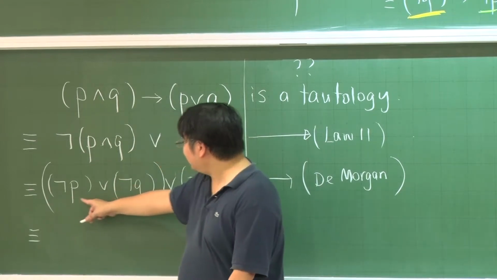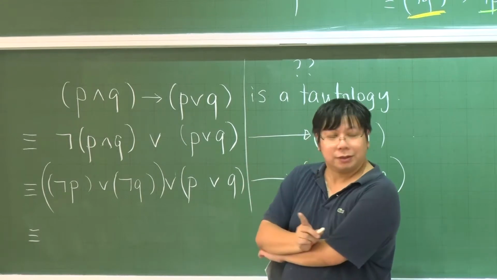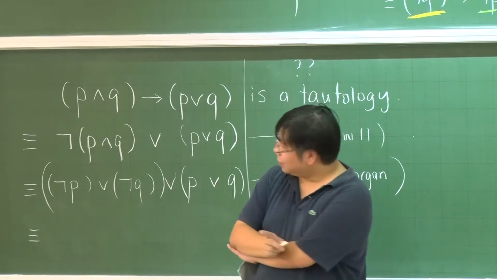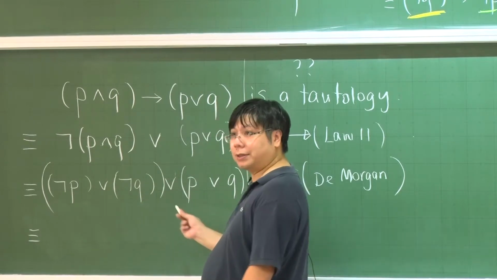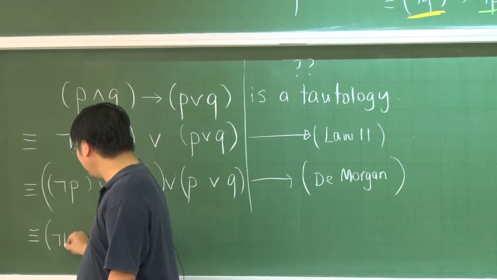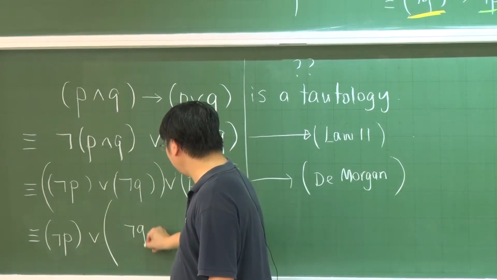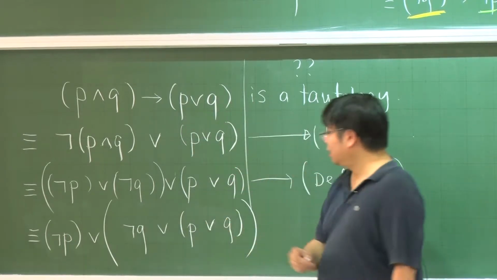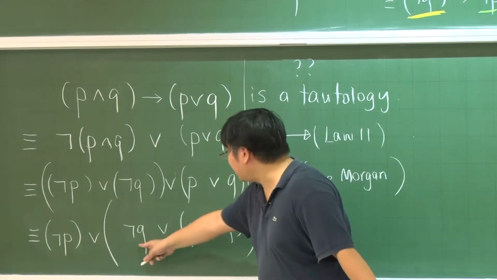So here, this is a bracket, something, or P or Q, right? Then what should we do? Yeah. So the associative law will allow us to not do this bracket first. We can do these two brackets first. So we will have not P or, big bracket, not Q or P or Q. Is that okay? This is the associative law. Okay? And then we have this part already.